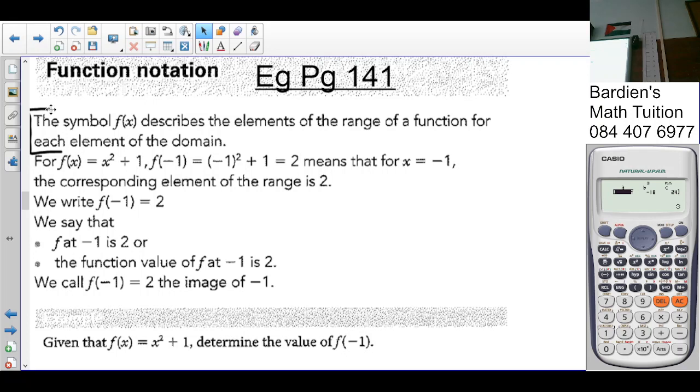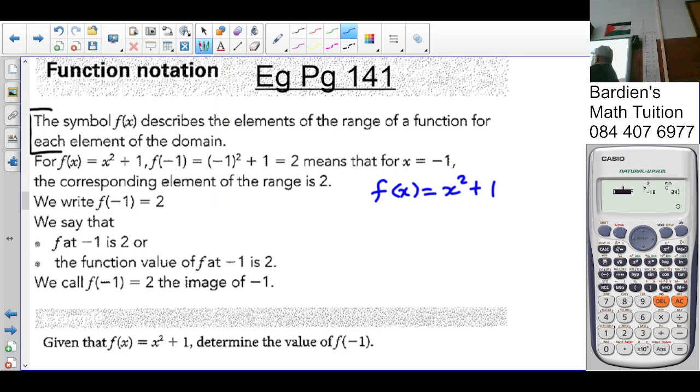So again, the symbol f of x describes the element of the range of the function for each element of the domain. So if you're looking at f of x equals x squared plus 1, this is an equation of a parabola. We will be drawing this parabola, this graph, very soon.